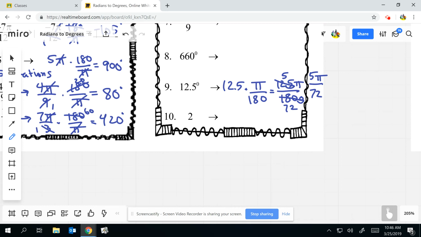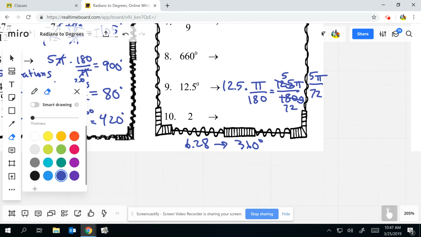No, 2 pi radians is 360. 6.28 radians. If I had 6.28 there, then I could say that's 360 degrees. That would be 2 pi radians. 2 radians just by itself is 2 radius lengths around the circle. So we just want to go 2 radius lengths.